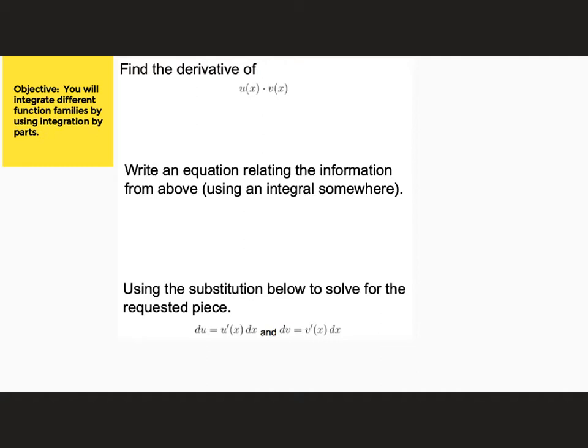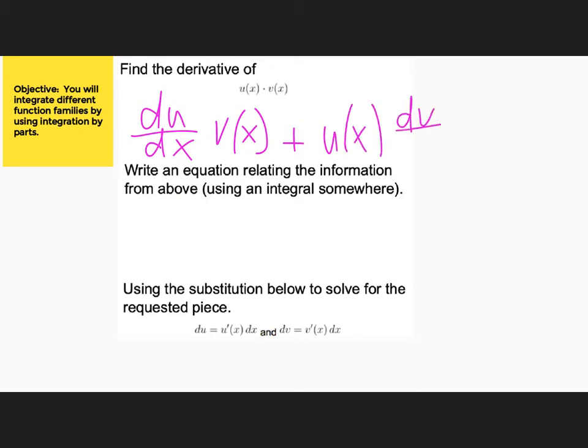Find the derivative of u of x, v of x. Okay, so I take the derivative of the first thing, du dx times v of x, plus u and then dv dx. Write an equation relating the information from above using an integral somewhere.